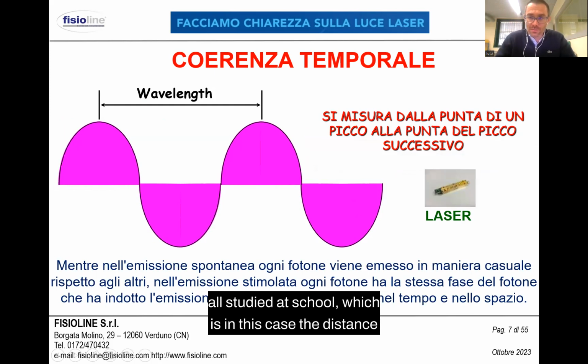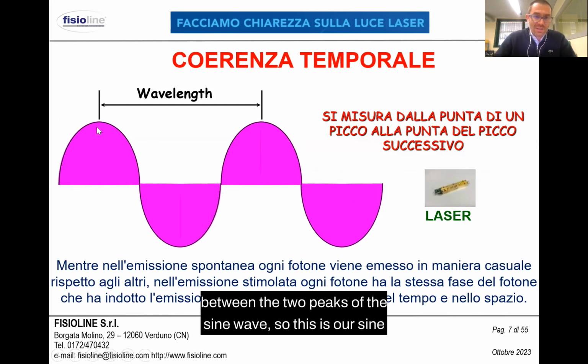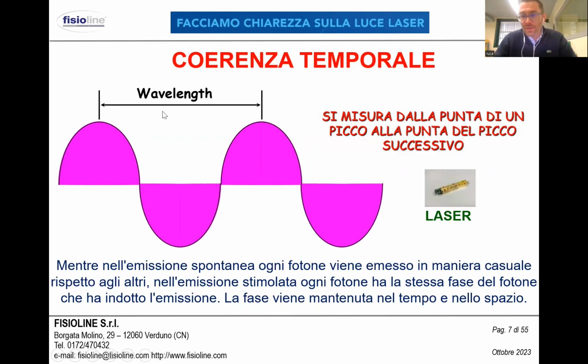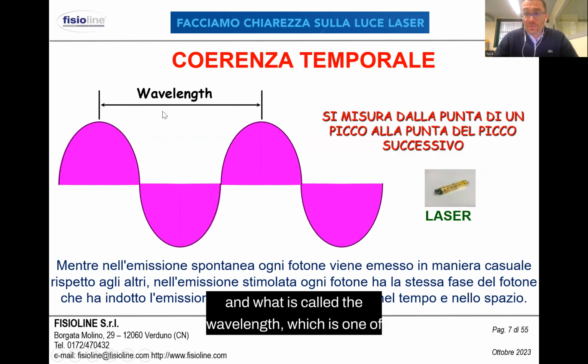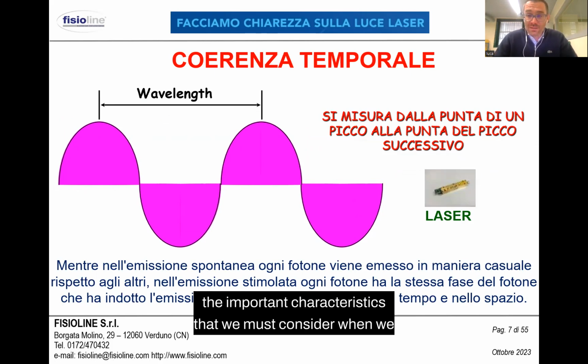And in particular with regard to temporal coherence, the laser emits with this sinusoidal shape that we all studied at school, which is in this case the distance between the two peaks of the sine wave. So this is our sine wave, the distance between the two highest points of the sine wave. And this is what is called the wavelength, which is one of the important characteristics that we must consider when we talk about laser technologies or laser sources.